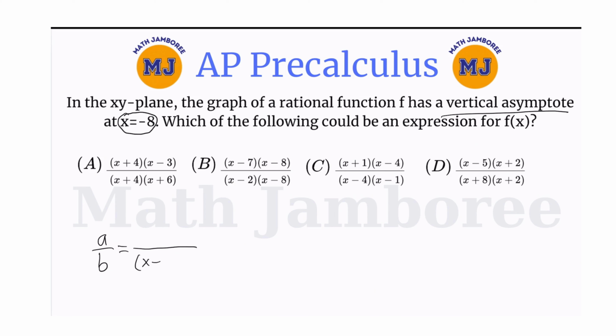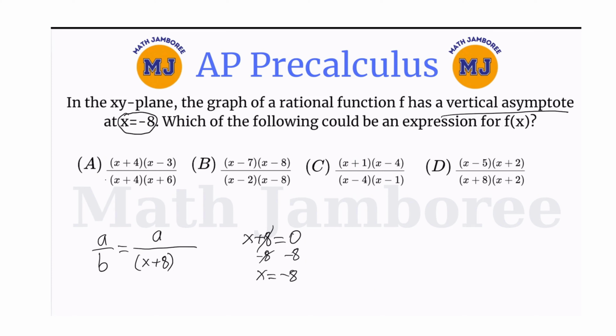Then it must be x plus 8, because when I solve x plus 8 equals 0 for x, this gives me x equals -8. So this is the logic, and we're looking for the choices which have x plus 8 in the denominator section.